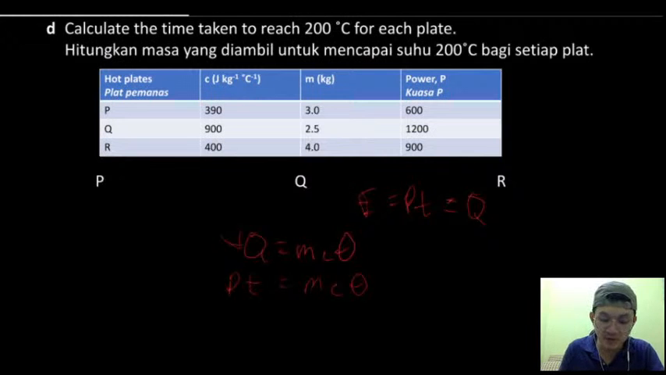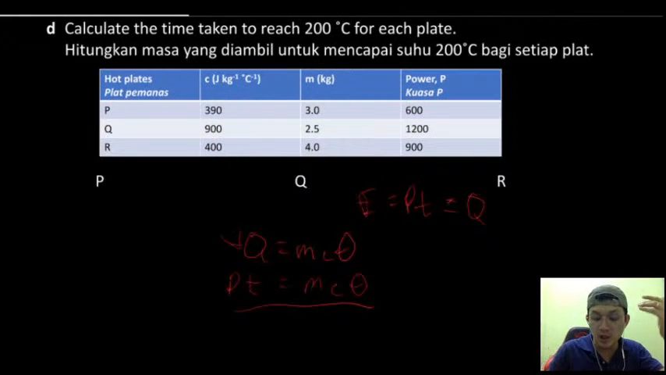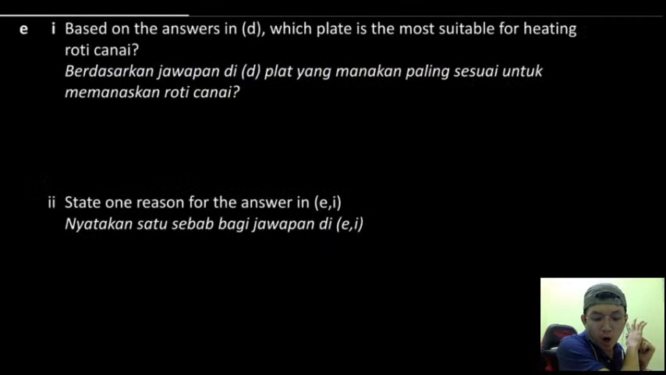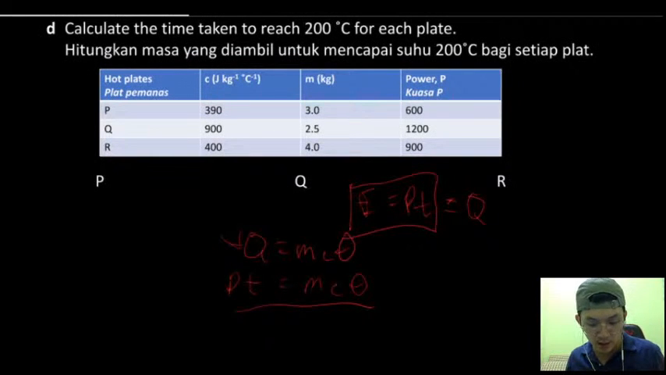Okay? Please use this formula. It's quite simple to use. It's quite easy to use because in the future, you just need to remember one formula. Q equals to MC theta. And then the second formula is basically formula daripada bab 2. E equals to PT. Alright? Or Q equals to PT. Okay, and then of course, overall, based on the answer in D, which plate is the most suitable? Yang paling sesuai mesti masa yang paling pendek punya.